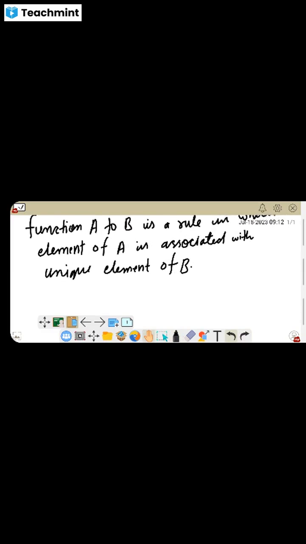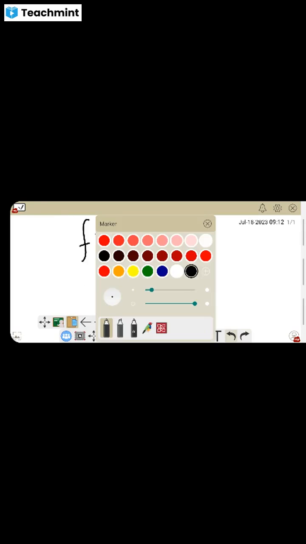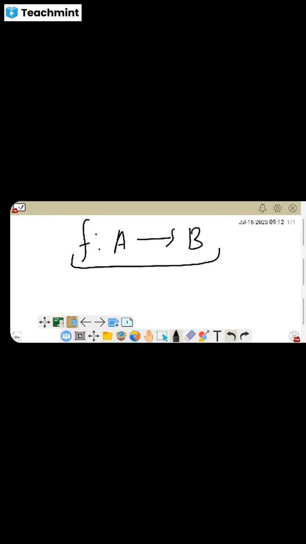So now let us understand by using mapping. A function can be defined as A to B, and this is also called mapping. This function is also said to be mapping, and this set is said to be the domain, and this is the codomain.